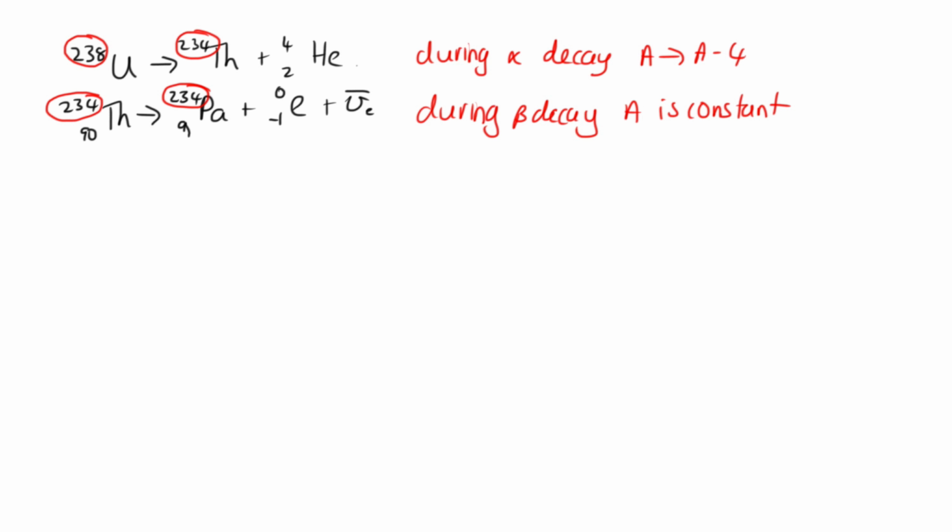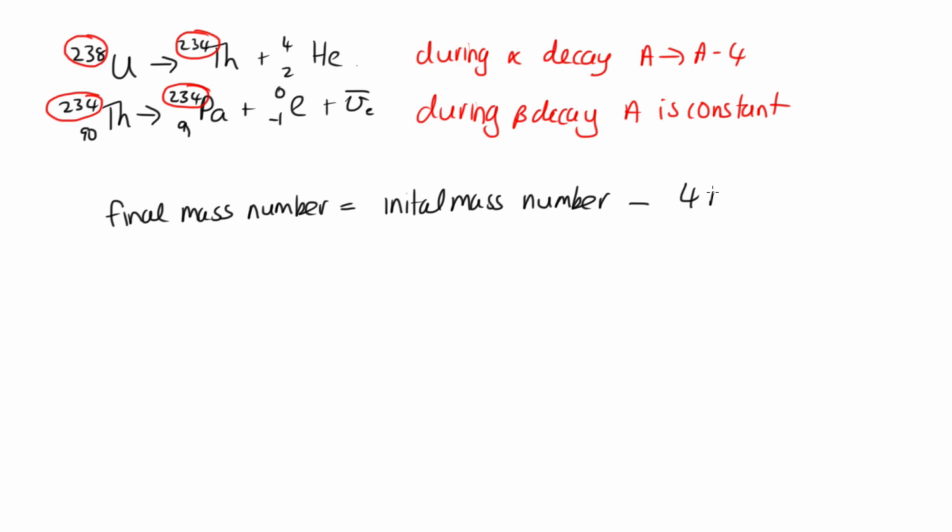So considering alpha and beta decay, the only way that we can change a mass number is by an amount 4. So this tells us that the final mass number equals the initial mass number minus 4n, and let's just call it n, but in this case our n is equal to the number of alpha decays.